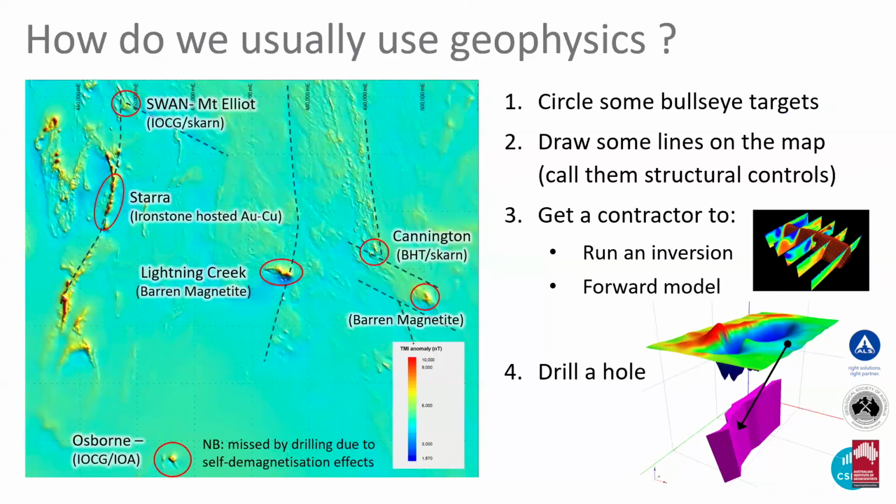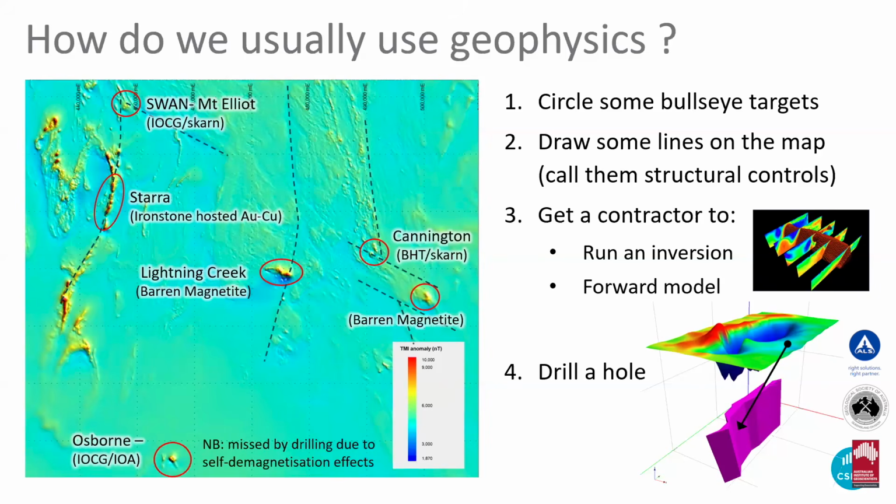Okay, how do we usually use geophysics though? And I'm taking the mickey a little bit here. I'm probably oversimplifying it, but bullseyes. We circle bullseyes in our magnetic data or our gravity data or EM or whatever it is. We might draw some lines on a map and call them structural controls. We might not go and validate that, or we might go and validate it. We might compare it to a geological map.